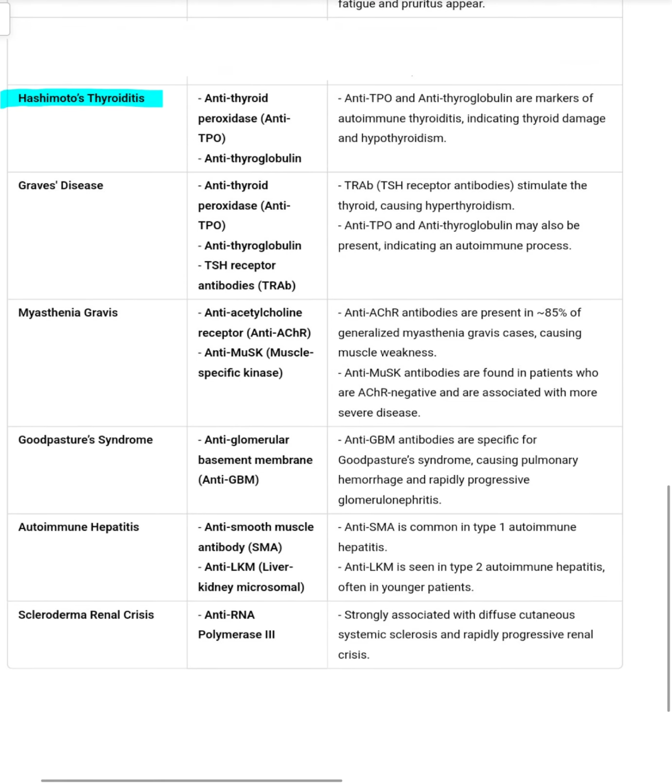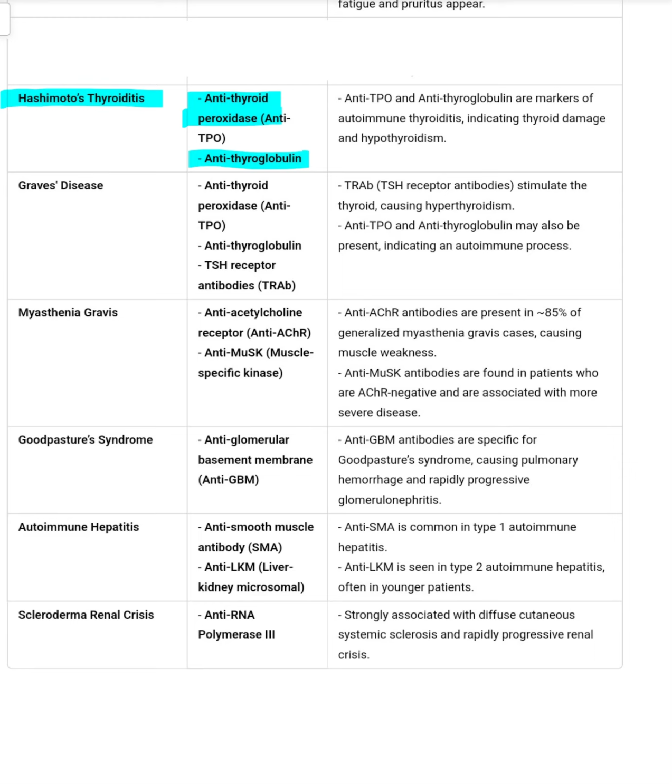Next is Hashimoto's thyroiditis. What antibodies will we get? Anti-thyroid peroxidase, that is anti-TPO, and anti-thyroglobulin. So whenever you get a case of hypothyroidism, it is better to do the antibody tests. We can differentiate whether it is because of an autoimmune disorder like Hashimoto's or because of diet. So the patient can be told that it is an autoimmune condition, it will be lifelong, it won't go easily.